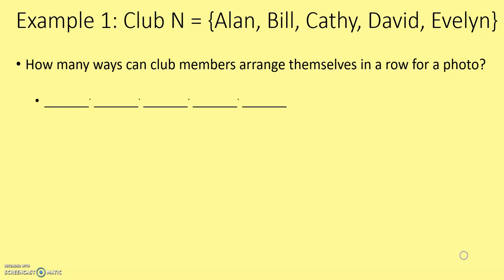There are 5 people in the club, so 5 people could be in the first position, 4 people could be in the second position, 3 people in the third position, 2 people in the fourth position, and 1 person in the last position. Multiplying those numbers, 5 times 4 times 3 times 2 times 1, there are 120 ways the club members can arrange themselves in a row for a photo.